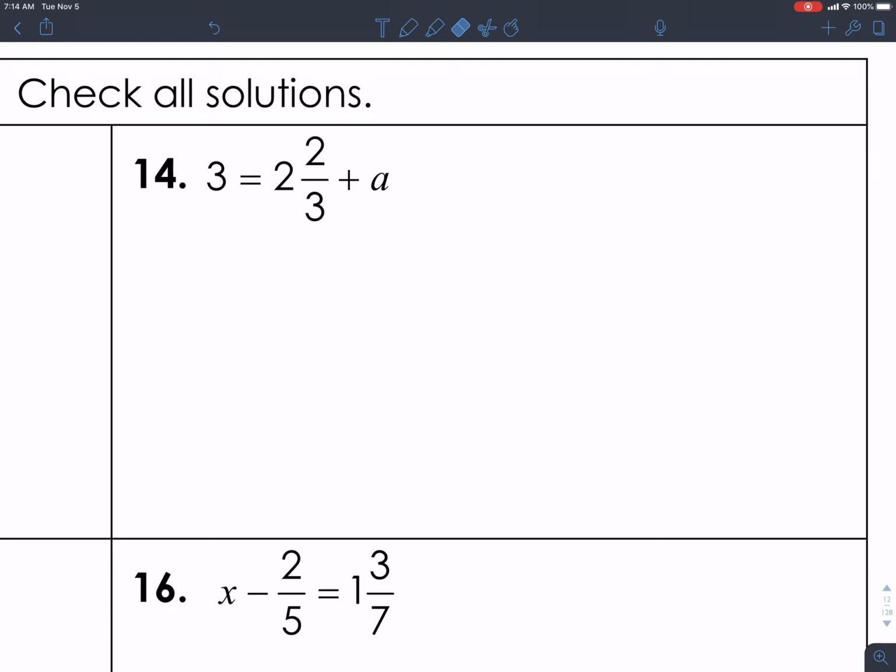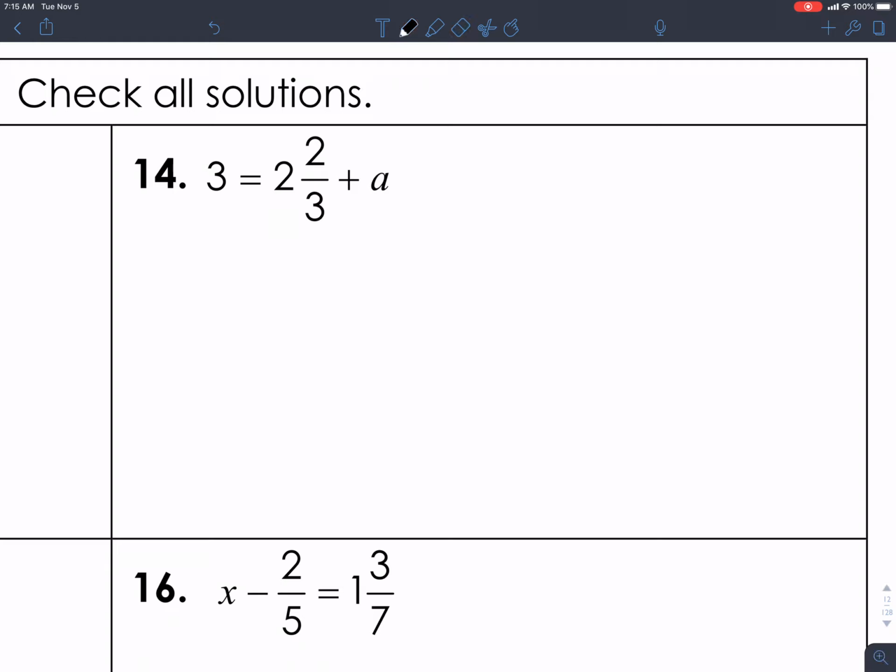Number 14, first thing we do, where's the variable? Well, the variable's right here, okay? You don't need to underline it, but there it is. What are we doing to the variable? We're adding 2 2/3 to it, okay? So we need to subtract 2 2/3.